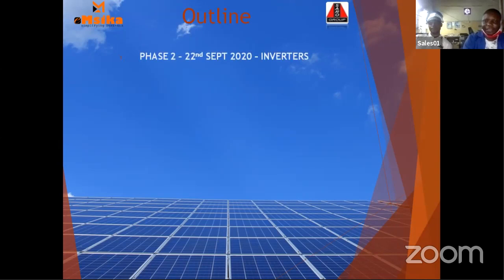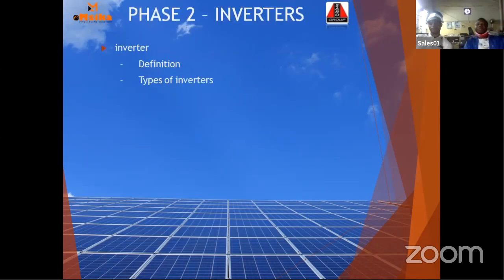So our outline, Malachi has already explained. We did our first phase, which was on solar panels and batteries. So for phase two, we are looking at inverters. We are going to look at what an inverter is and the types of inverters that we have.